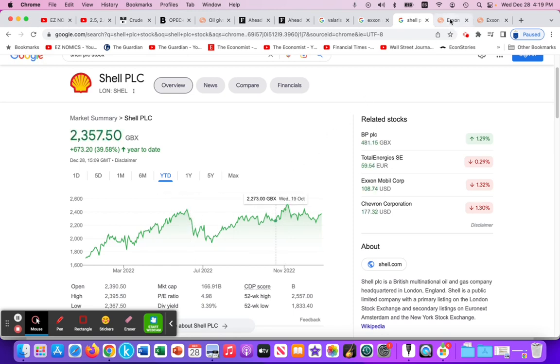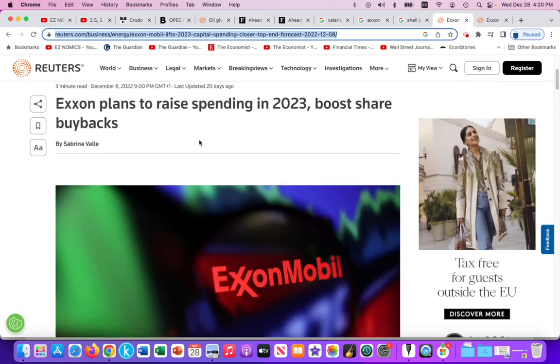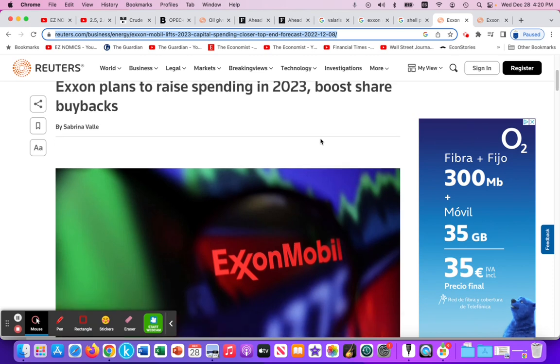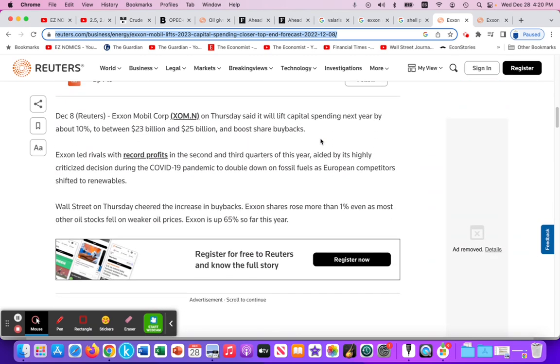they're getting more investment. And in this article here, it talks about how Exxon has benefited from the high price in oil. Exxon leads rivals with record profits, record total revenue in its second, third quarter due to the Russia-Ukraine war, increasing global price as a result of sanctions imposed on Russia.